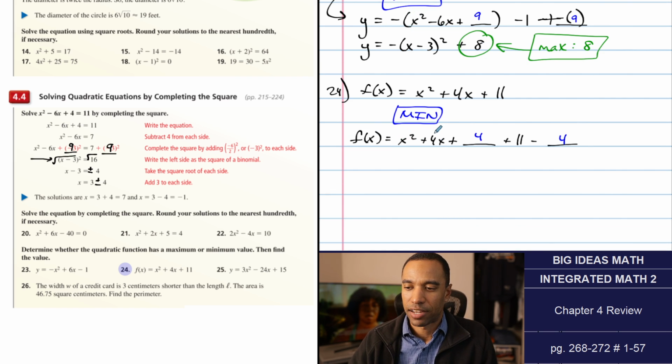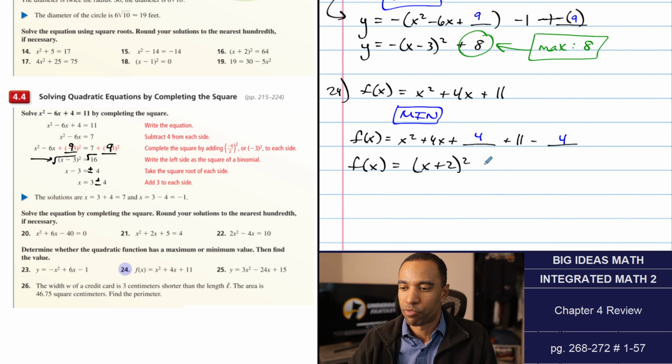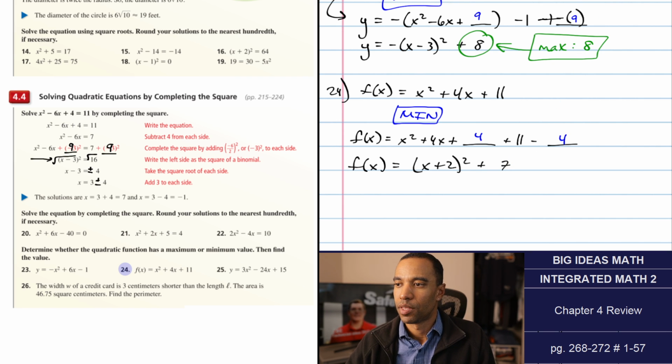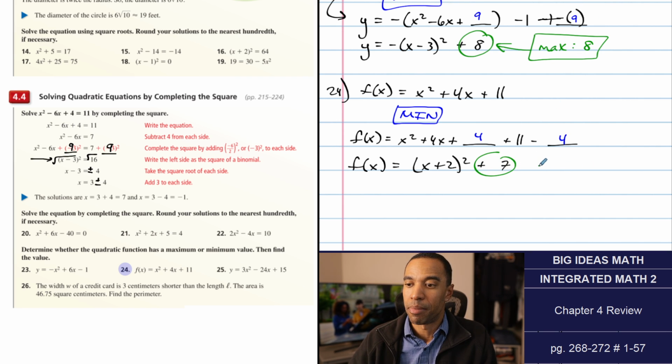We are now going to factor this guy down. The less important part, but it's x plus 2 quantity squared. And 11 minus 4, the more important part, is 7. Plus 7, that is your min value. Your min value is 7.